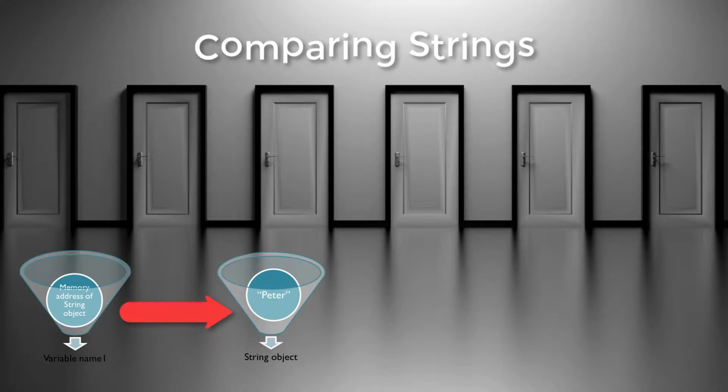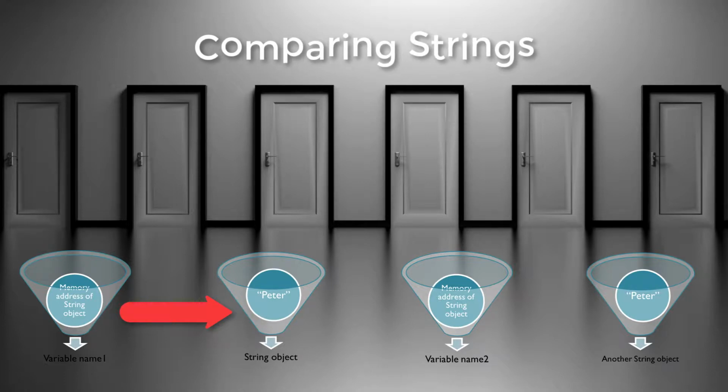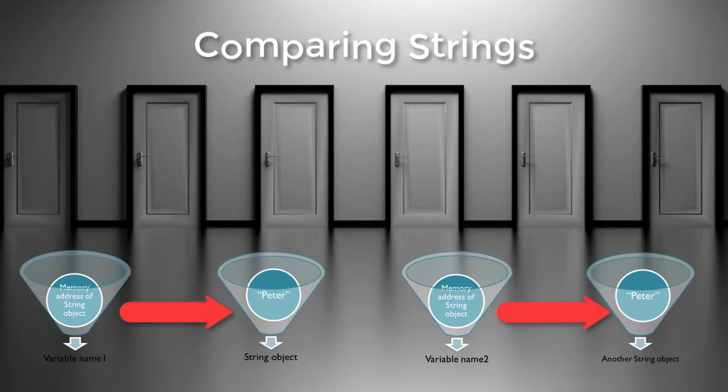Let us look at another example. Firstly, the string object with the text "Peter" will be created in memory. Then the name2 variable will be created and can store only the memory location of an object of type String or text. In this case, it will store the memory location of the text "Peter". Again, not the text itself.